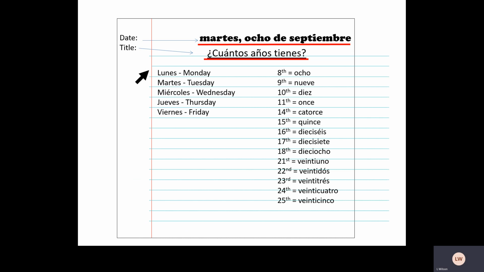Bueno, ahora vamos a escribir la fecha y el título. El título para hoy es ¿Cuántos años tienes? ¿Cuántos años tienes? Don't worry too much about what that means because we're going to come across that later on in today's lesson. Work out the date with what's on the board and copy the title down. 2 minutos.